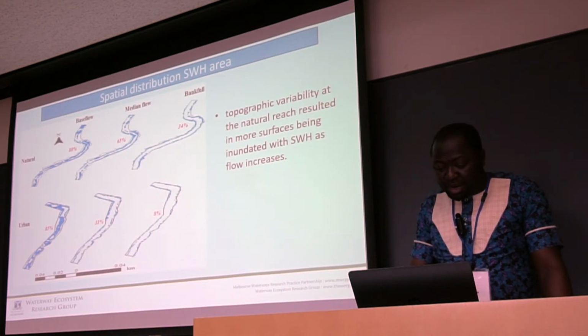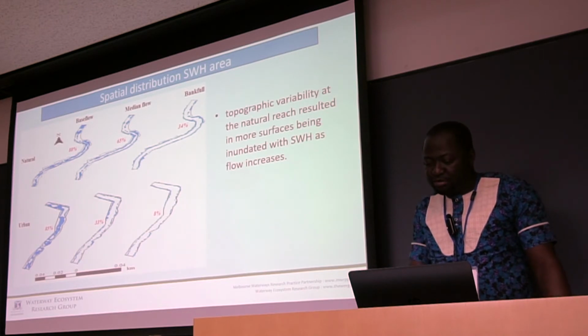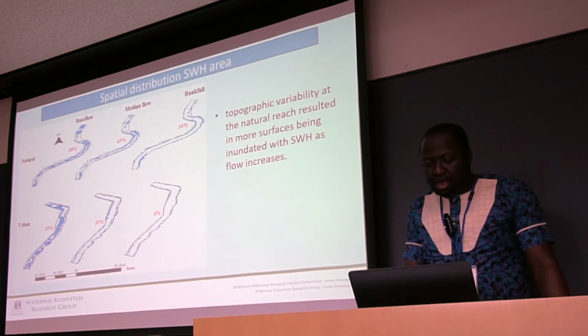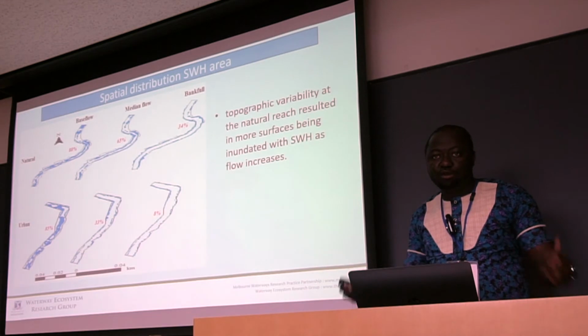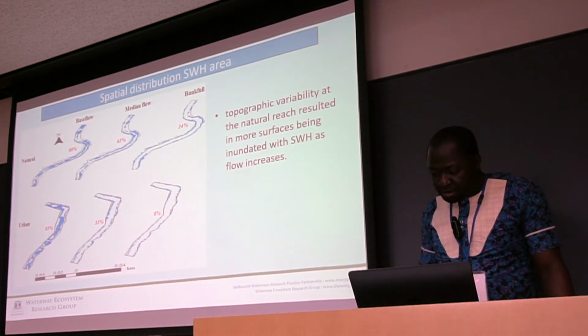Also, we realized that the topographic variability at the natural reach encourages more surfaces being inundated with slackwater habitat area, even as flow increases, as compared to the urban channel.